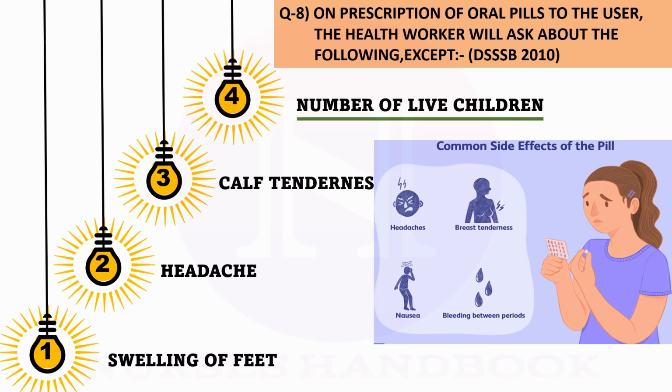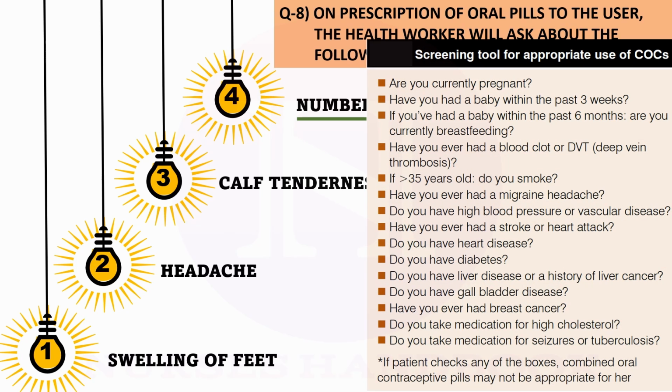Oral pill is a hormonal method of preventing pregnancy, and its most common side effects are nausea, breast tenderness, headache and migraine, weight gain, mood changes, missed periods, etc. Taking oral pills has nothing to do with the number of live children. Here is the screening tool for appropriate use of COCs.